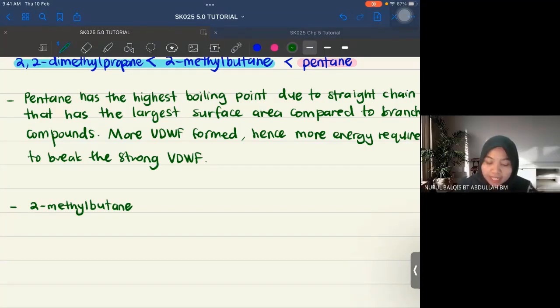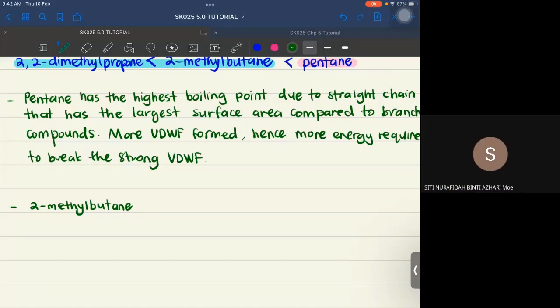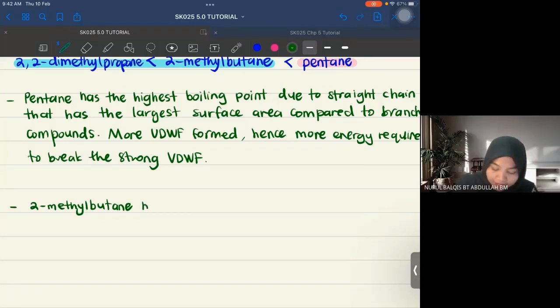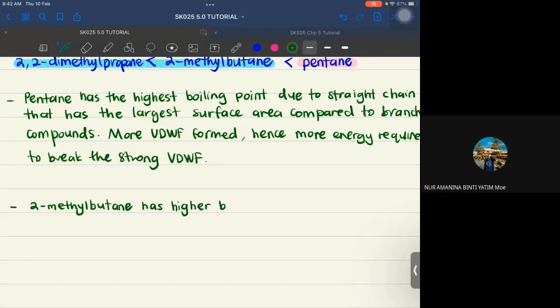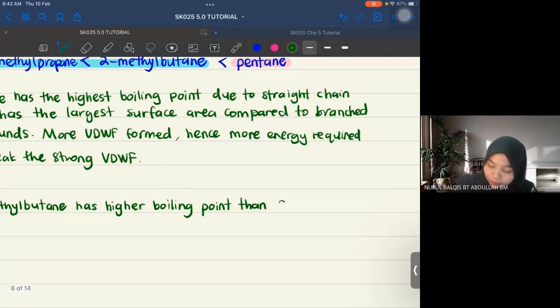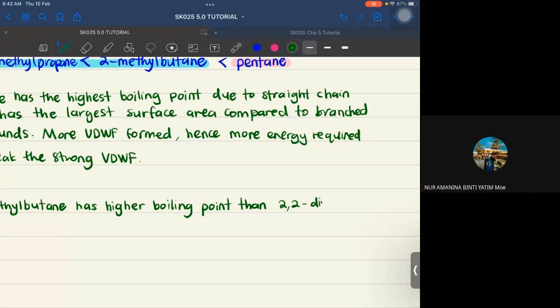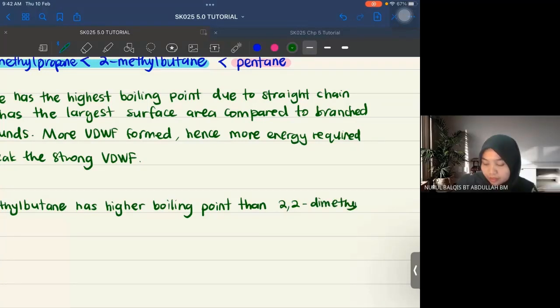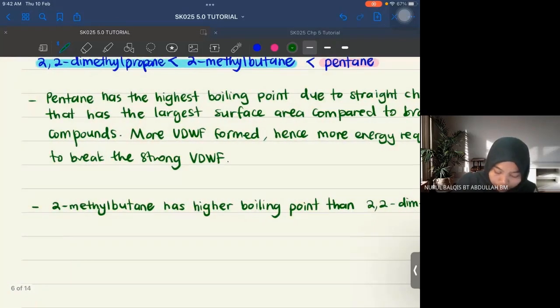Okay. 2-methyl butane has higher or lower boiling point than the 2,2-dimethyl propane? Has higher or lower? Higher. Has higher boiling point than 2,2-dimethyl propane. Due to less number of branch, is it?